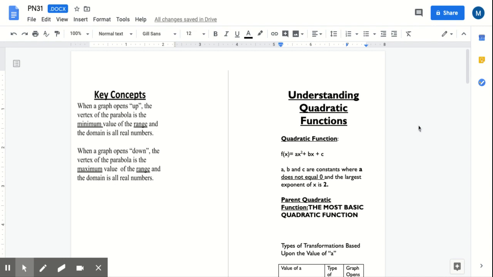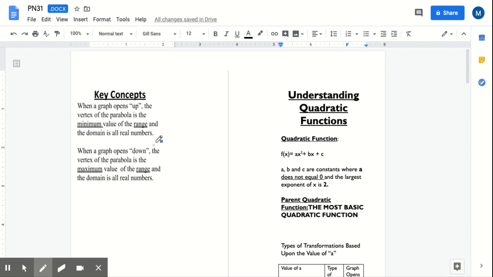So this is coming from 11-2 in Nori Math, the assignment that you have due on Friday. It's talking about quadratic functions. So if we look at our key concepts over here, let me change this to blue.